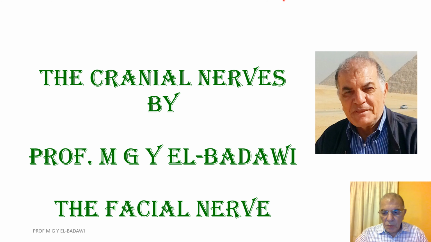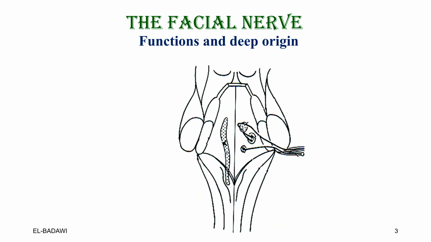In this session, we are going to describe the anatomy of the facial nerve, its deep origin, function, superficial origin, and relations, course and relations, the distribution of the facial nerve, and the effect of its injury. So, that is the facial nerve, which we are going to start its anatomy. The nerve itself will start with the function and its deep origin.